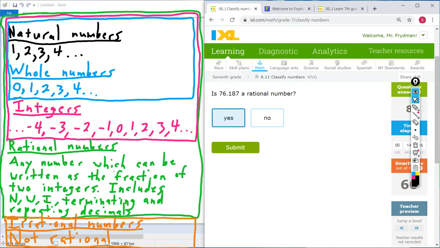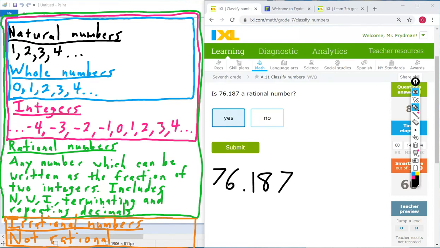Now, that's an easy way to check if something is rational: if it terminates or repeats. But again, the technical definition of a rational number is a number that can be written as the fraction of two integers. So to see that this number does fit that definition, we could just write it this way.